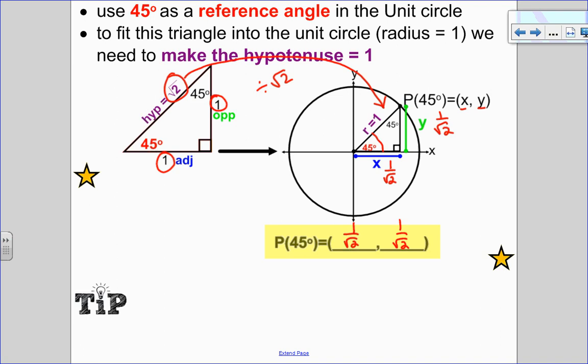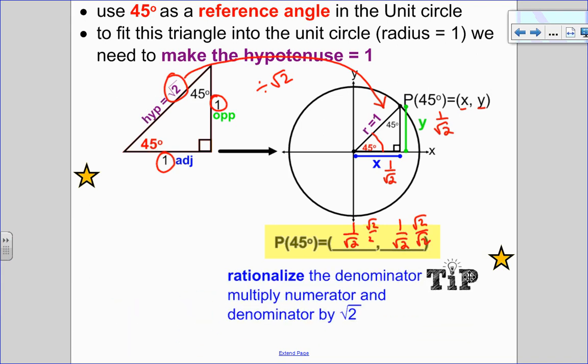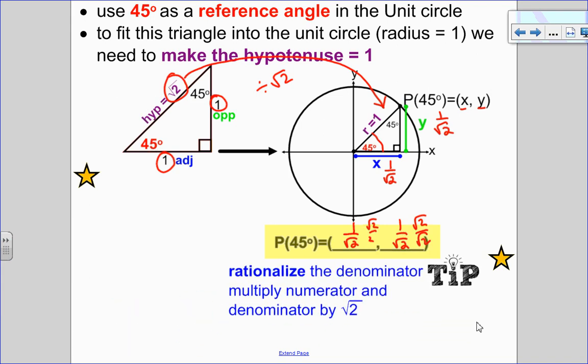So I can leave it like that, or I can rationalize and say that this is the same as root 2 over 2, which is what I'm going to do. And then I can rationalize this by multiplying top and bottom by root 2, and I get root 2 over 2. So my tip here, what I just did, is I rationalized my denominator by multiplying numerator and denominator by root 2. So I have root 2 over 2 and root 2 over 2.